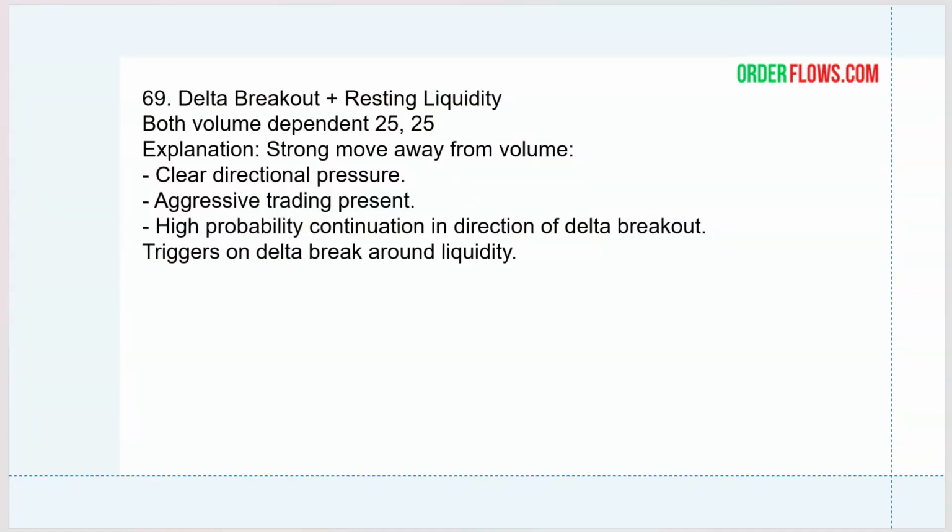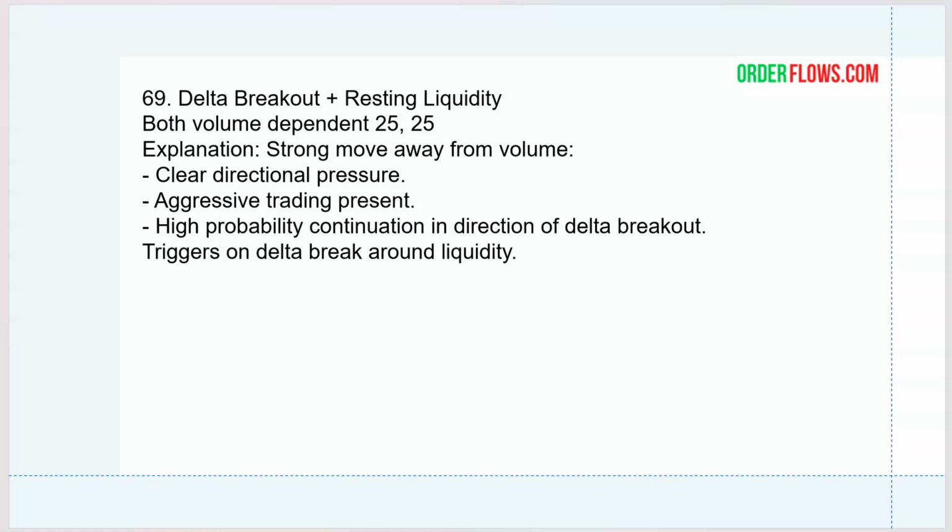All right, number 69, delta breakout and resting liquidity. Okay, so again, both are going to be volume dependent. 25 for the breakout and 25 for the liquidity is a good starting point if you don't know where to start. Sometimes people set these so high, 200 or 250, that you're not going to get any signals, because now you're combining signals. Depending on the market, you don't want it too high anyway.